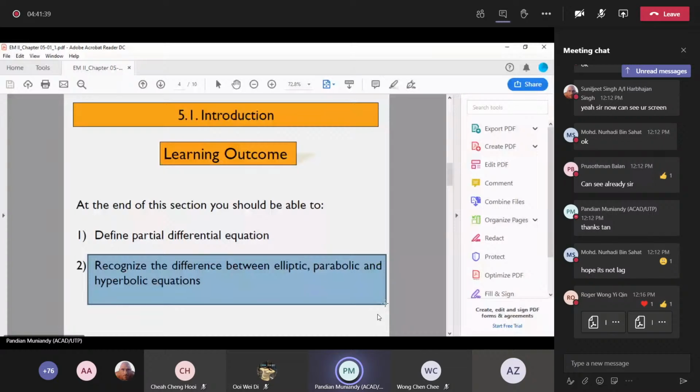Identify. Recognize the difference between the three types of partial differential equation. One is called elliptic. You know the word ellipse. Ellipse is 2D. Sorry, ellipsoid is 3D. But here we call it elliptic. It's the name of the equation. This is the mathematics, elliptic.